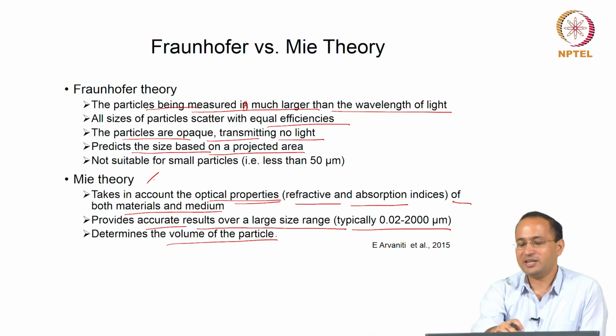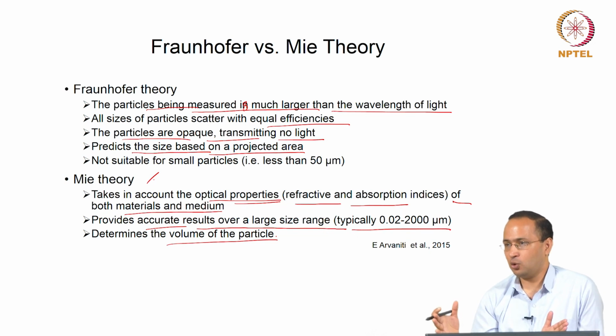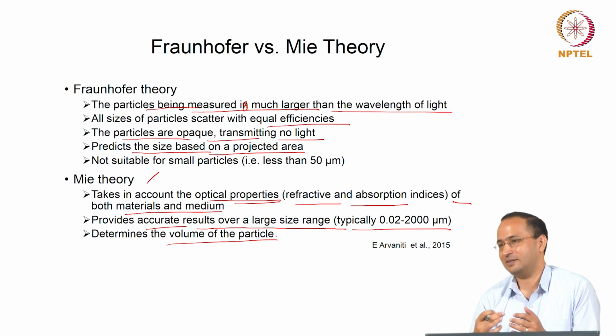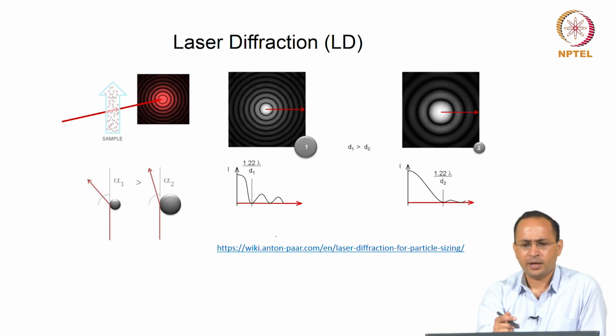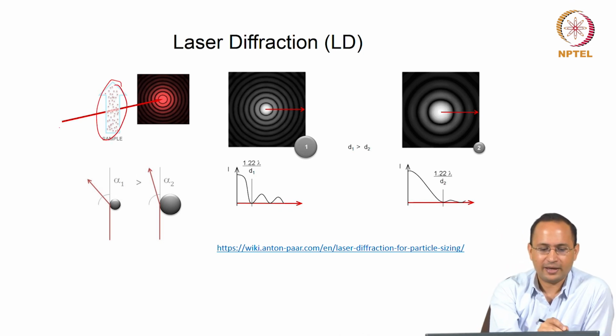Okay. So, there are limitations with the Fraunhofer theory. So, most particle size analyzers use Mie theory, right, because it is first of all applicable to all, and also it takes into account the refraction and absorption which happens, especially in smaller particles.